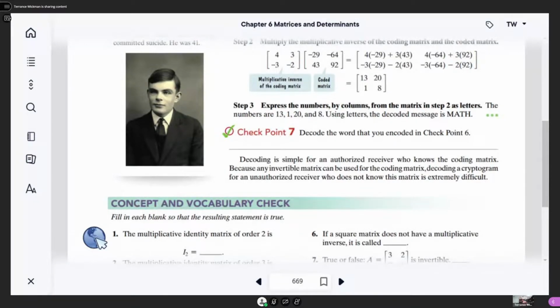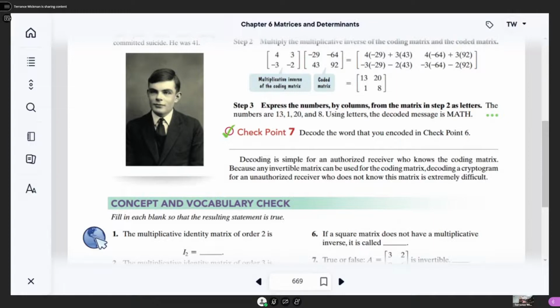But he had one issue. Does anybody know his issue? What was the matter with him? Or what people said was the matter with him? Anybody? He liked men.